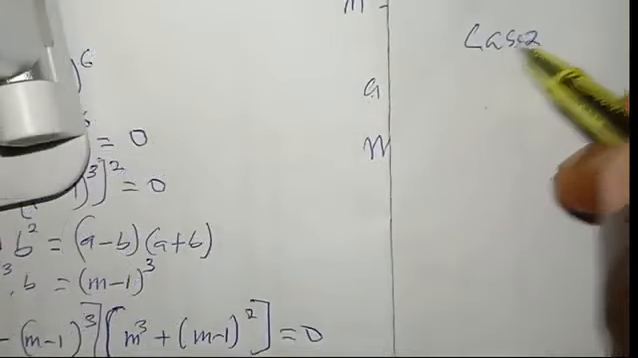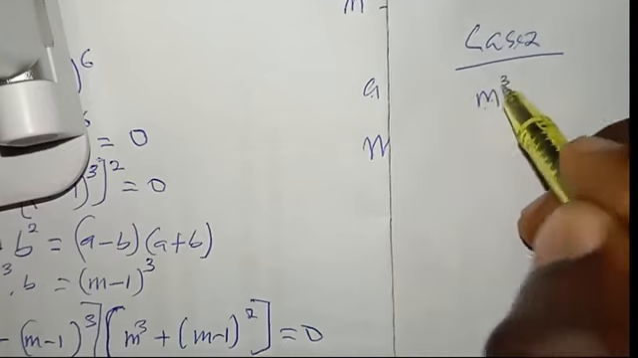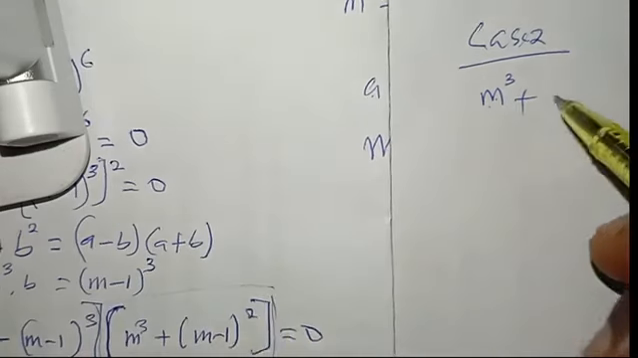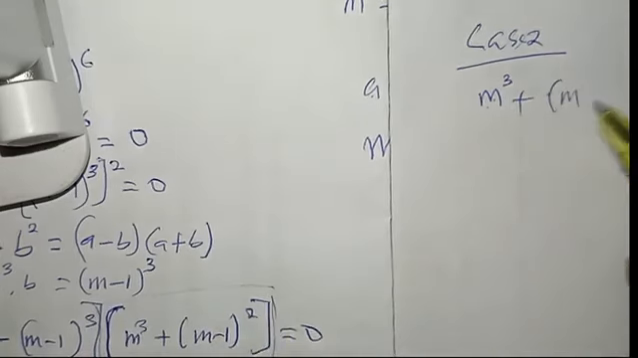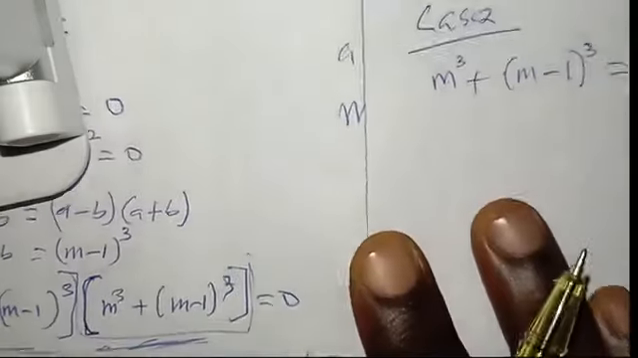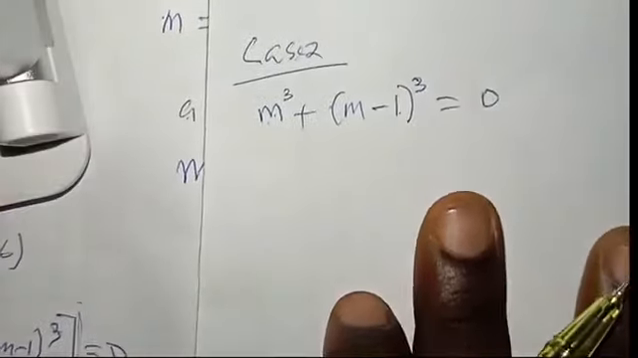So we have case 2 here, and it is for m cube plus m minus 1 all cubed, okay, so this is cube, this is cube, m cube plus m minus 1 raised to the power 3 is equal to 0. Now we're going to continue solving here, and then we'll find all the values of m that satisfy the equation we are solving.